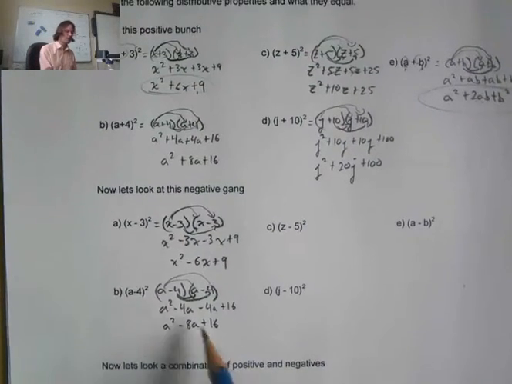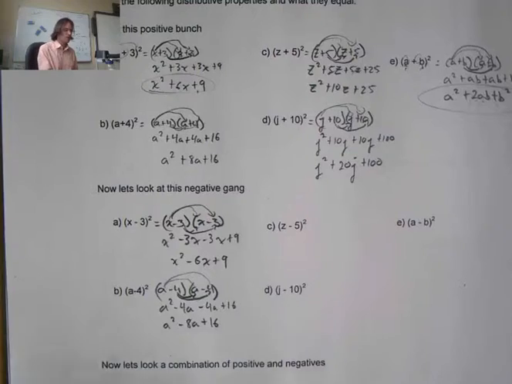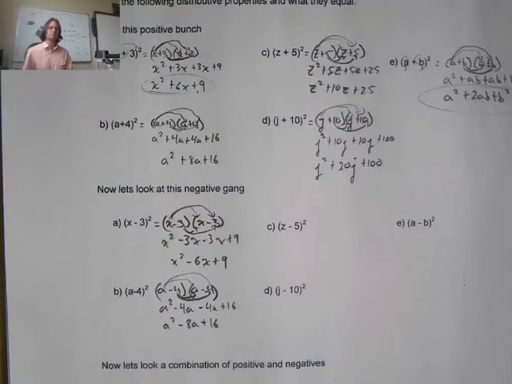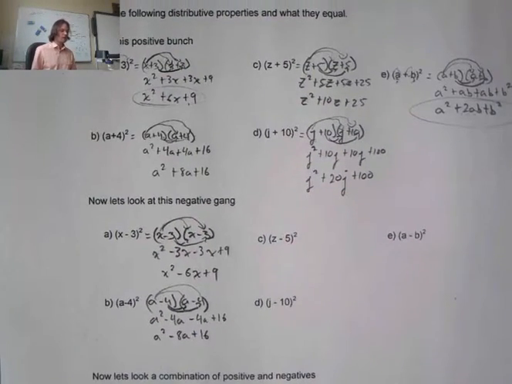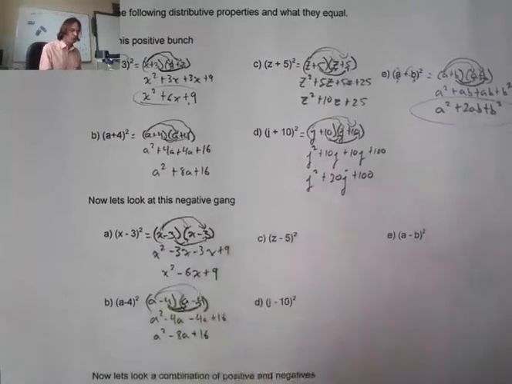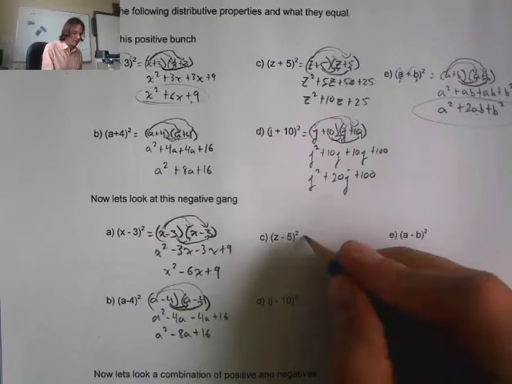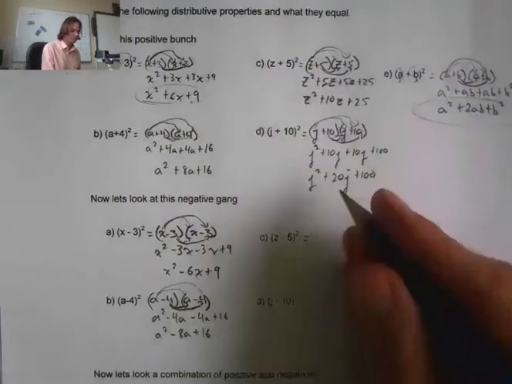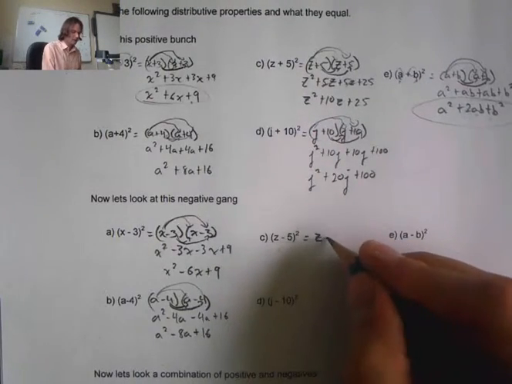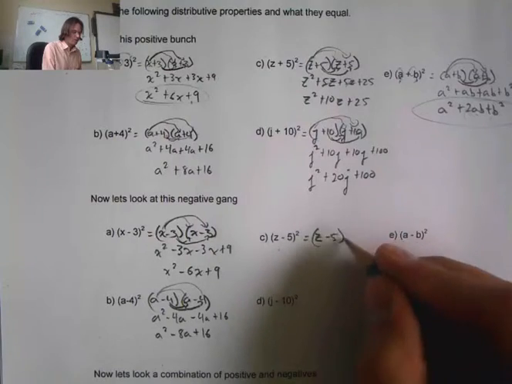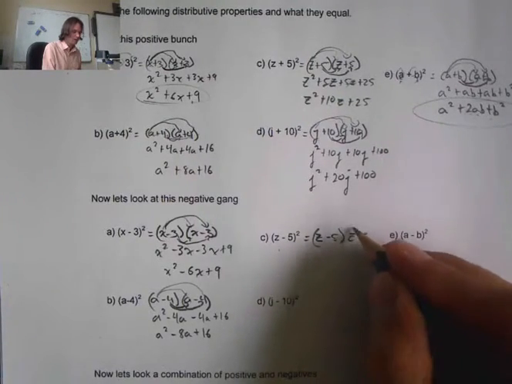Look how this compares to this. Okay? The only difference is the negative. Let's take a look at my last one here. Before I do my law, this is equal to (z − 5) multiplied by (z − 5).